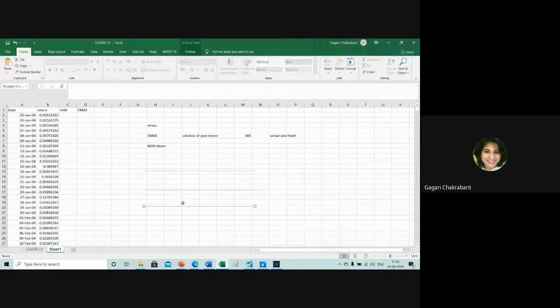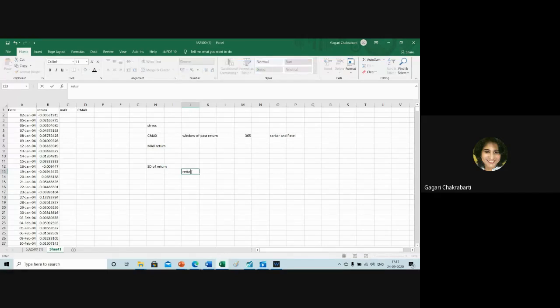Similarly, if you are here, then you are not stressed. Prices, returns have fallen, but that is not a stress. You are stressed only if your return falls somewhere here. Now, how to define these two ranges? These ranges are defined in terms of the standard deviation of return.